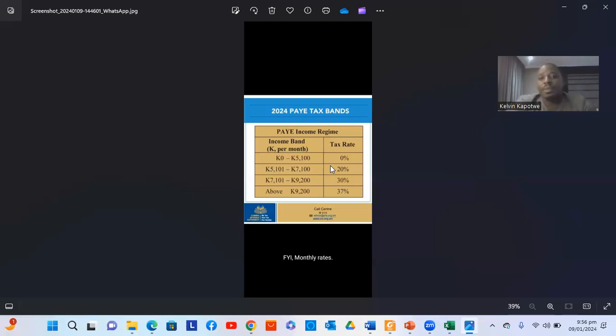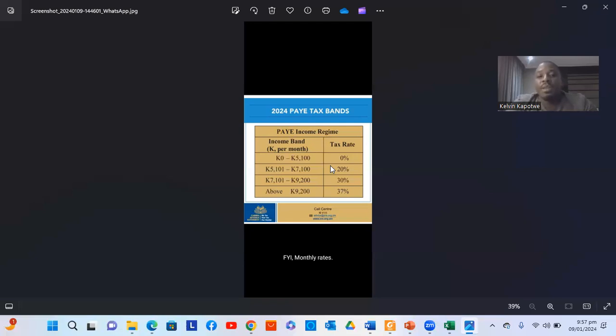Now the next band is 5,101 to 7,100. When you say 7,100 minus 5,100, you get a difference of 2,000 kwacha. From the income that you get, you need to remove the 5,100, which is taxed at 0%. Then for the balance, 7,100 minus 5,100 gives 2,000. That means the next 2,000 after 5,100 will be taxed at 20%.